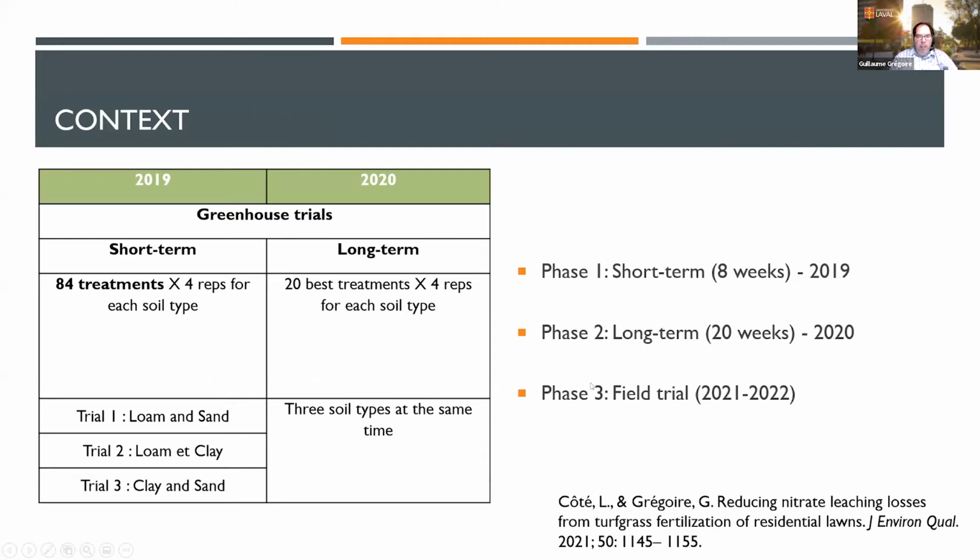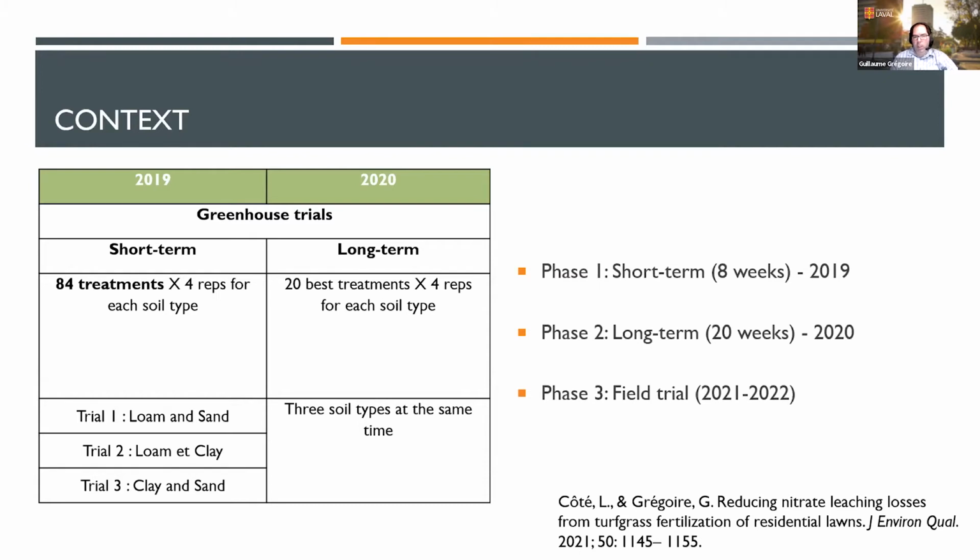So just to put that in context, this project basically is the follow-up of projects that were conducted in the previous clusters. So in cluster 1 and 2, we did some field trials where we compared different turf fertilization strategies. And we wanted to compare the impact of those strategies on nutrient losses, so both phosphorus and nitrogen, through either runoff or leaching.